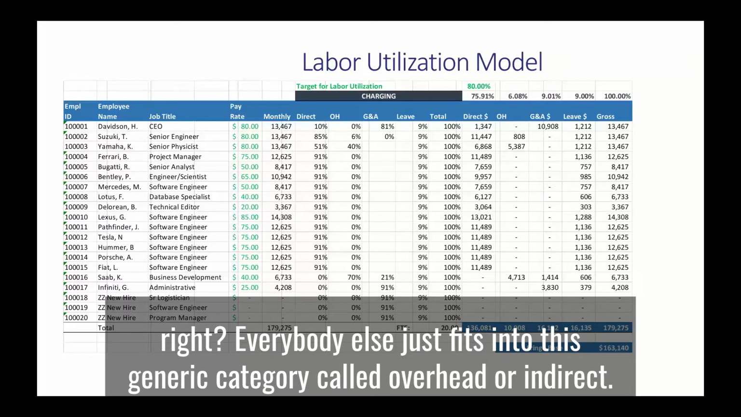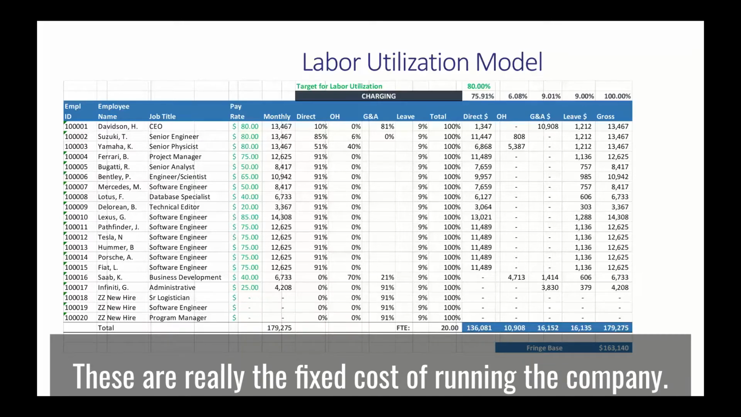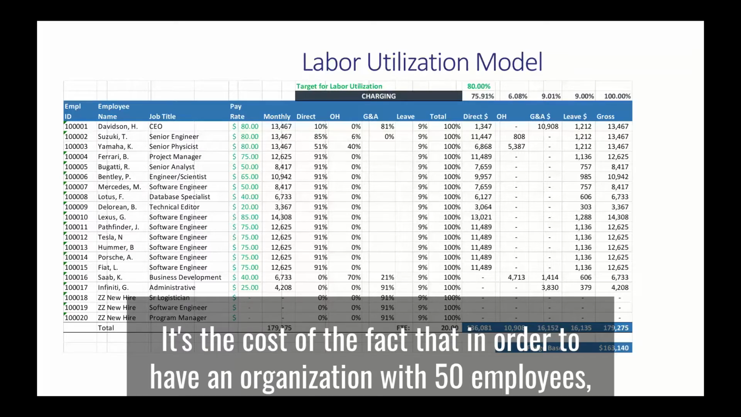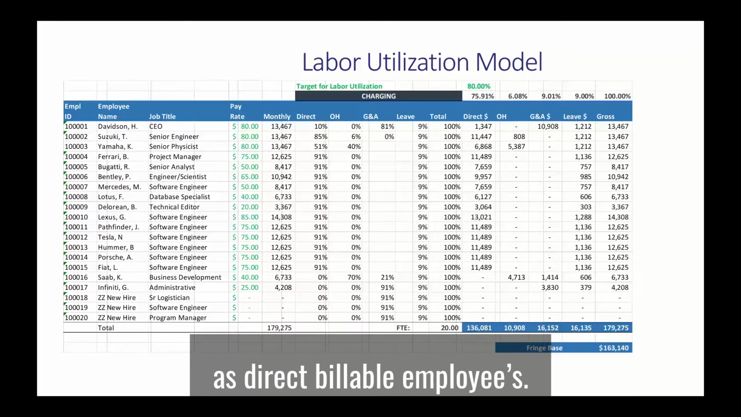Everybody else just fits into this generic category called overhead or indirect. And I showed you how we break that indirect down into fringe, overhead, and G&A. These are really the fixed costs of running the company. It's the cost of the fact that in order to have an organization with 50 employees, you're probably going to have 40, 42 of those employees working on contracts as direct billable employees.